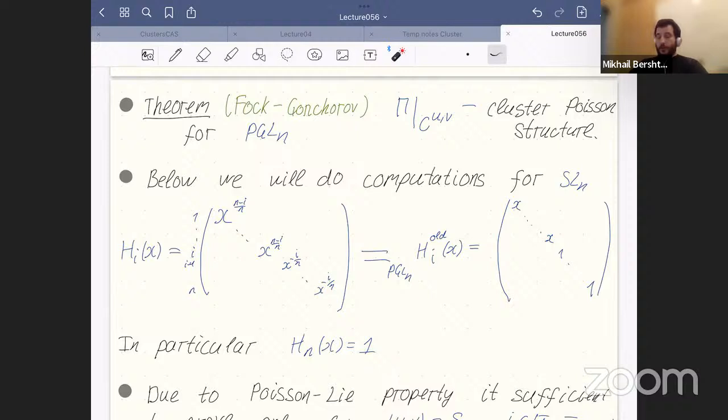In particular, now these H's rather correspond to simple roots. We don't, and for GL_n we have only n-1 simple roots. So the n-th matrix now becomes equal to 1, which is clear from this formula. So we will not use it in our factorization.